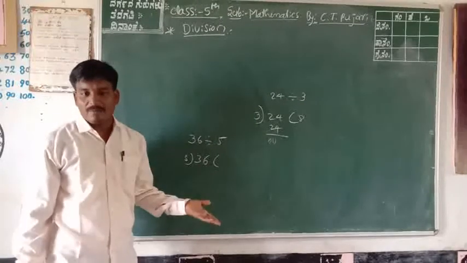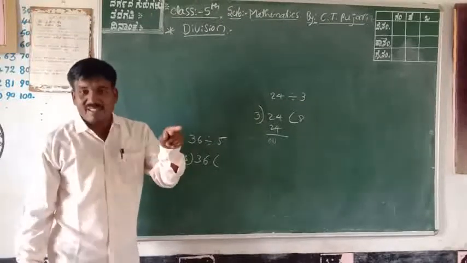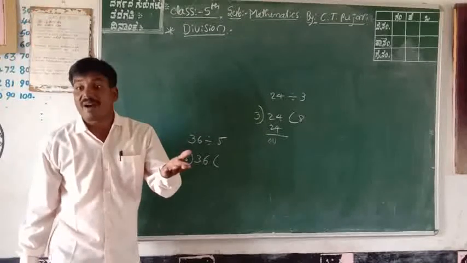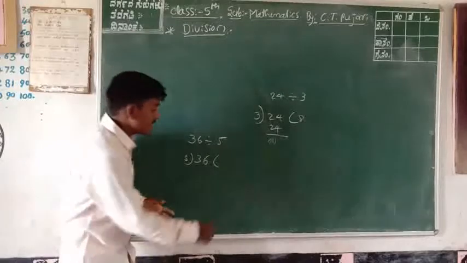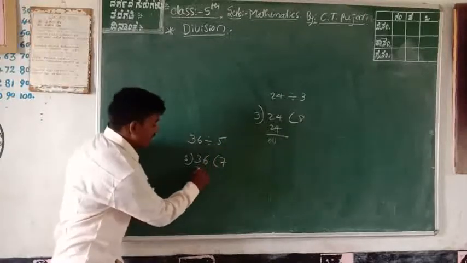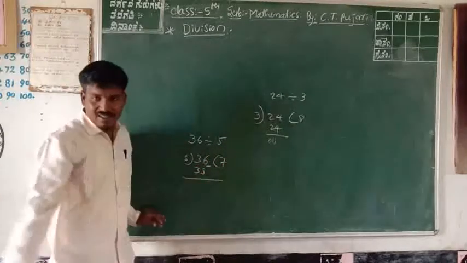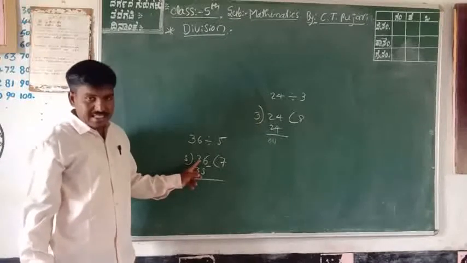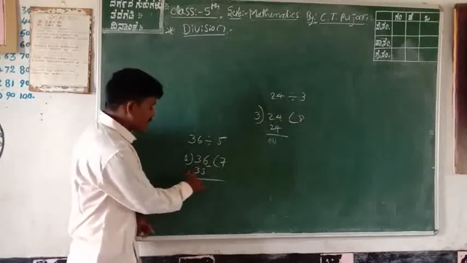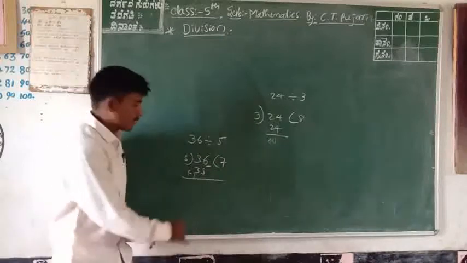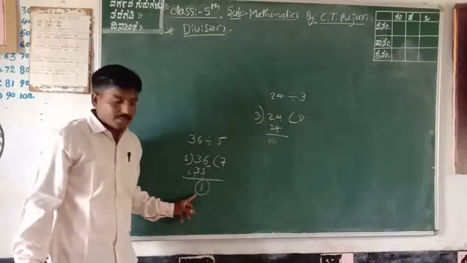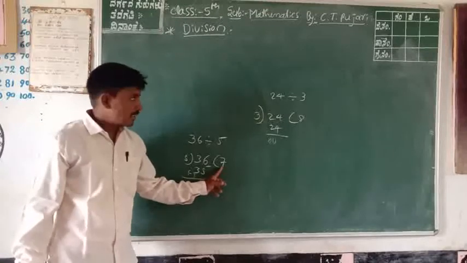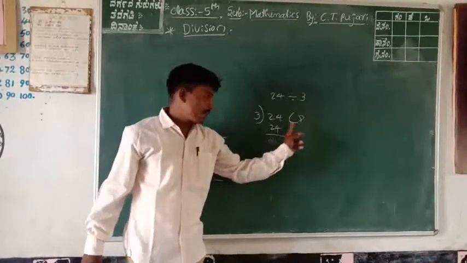5 ones are 5, 5 twos are 10, 5 threes are 15, 5 fours are 20, 5 fives are 25, 5 sixes are 30, 5 sevens are 35. Okay. First we have 36, then 35. Subtracting, 36 minus 35 is 1. The remainder is 1 and the quotient is 7. In the first example the quotient is 8 and the remainder is 0.